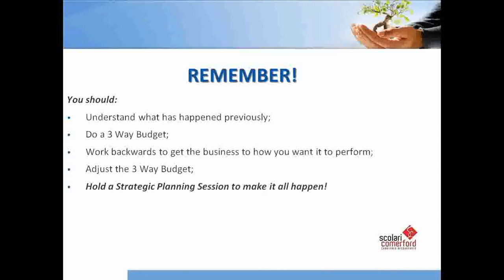So, just to summarise that area, you should first understand what's happened to your business in the past. Definitely do a three-way budget, thinking about what it looks like moving forward. Perhaps saying, well, this is where we think it's headed over the next 12 months. But then have a think and work backwards on where you want it to get to once you've looked at your cash flow and profitability. Go back in and adjust the three-way budget so that it reaches your expectations in terms of cash flow, profitability, and business performance overall, and then finally hold a strategic planning session to make it all happen.